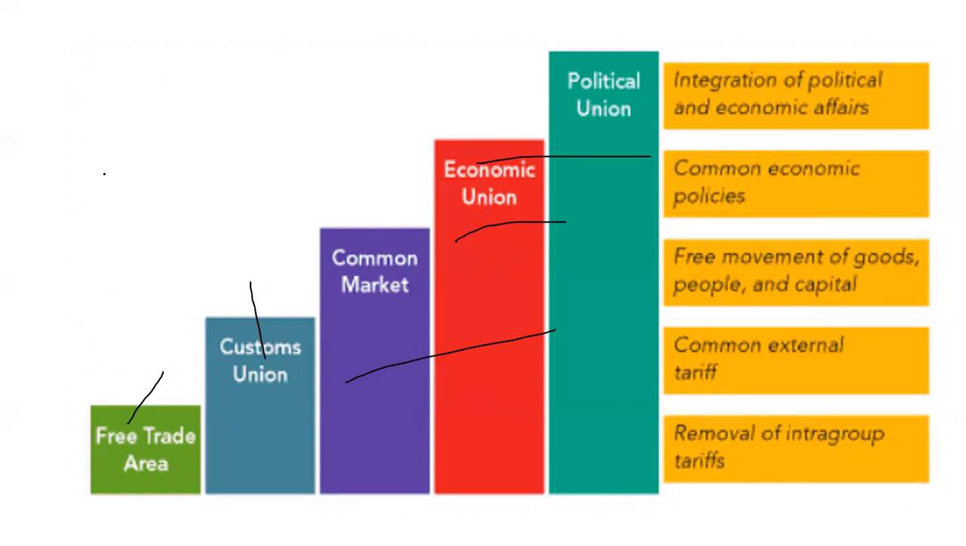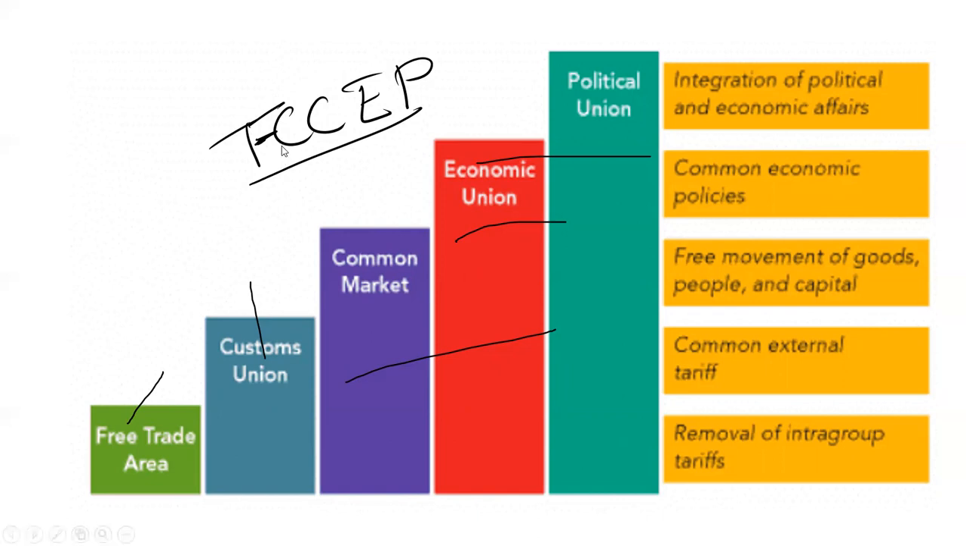In the 2020 exam, the sequence was very much important. So you can remember this by FCCEP. That is free trade area, customs union, common market, then economic union and political union. You can remember this because the same sequence was asked in the 2020 exam. So it means that it may further be asked, or this type of odd one out question can be made: which among the following is not part of regional economic integration.